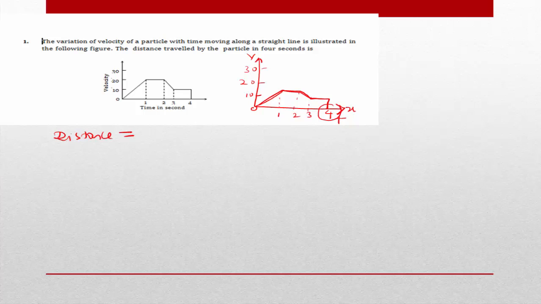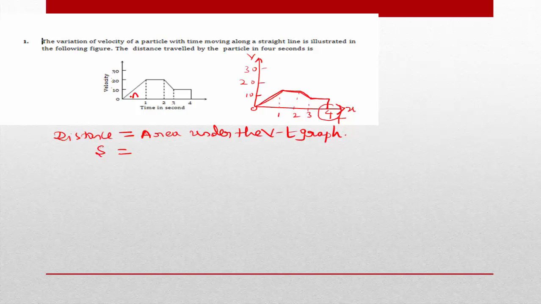Using this graph, now we will find the distance travelled by the particle in 4 seconds. There is a separate method to calculate this value. Distance is equal to area under the VT graph. In the velocity and time graph, distance S is equal to area under the VT graph.